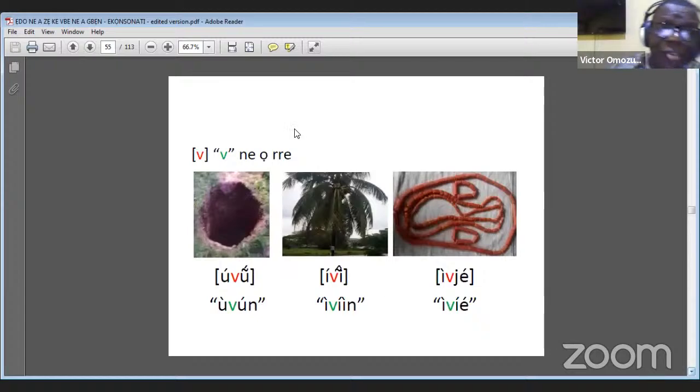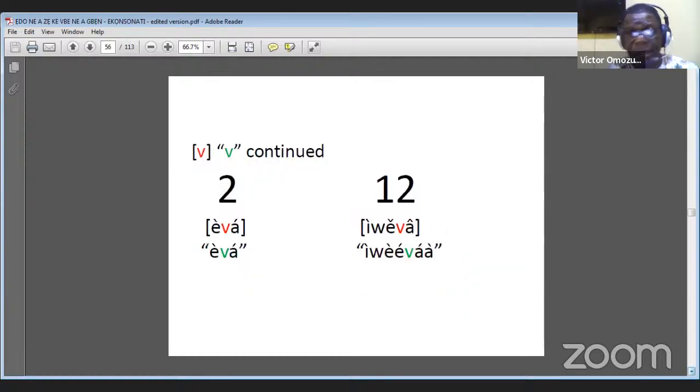That is how I go in V. Vina or re uvu. That is whole. Over there, even. Over there, ivie. That is beads. V. Over there, eva. When you are counting, owo, eva, eha. So eva, the V is there. Over there, iweva.